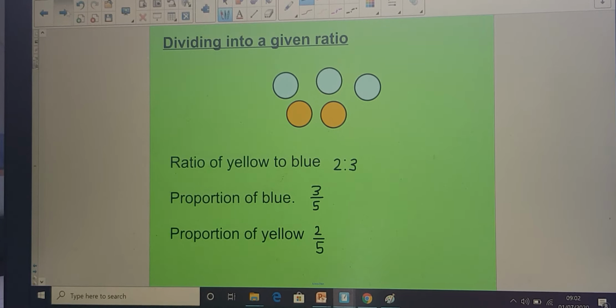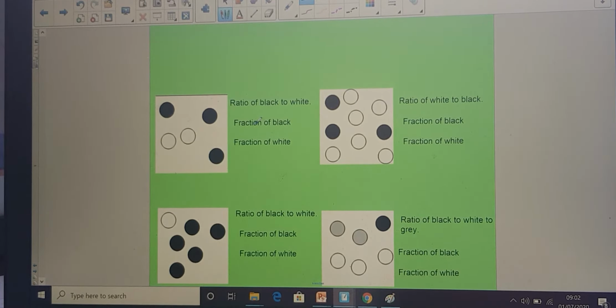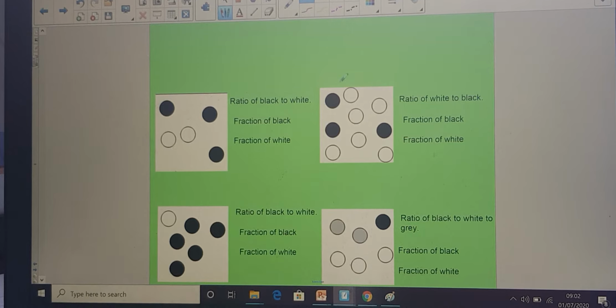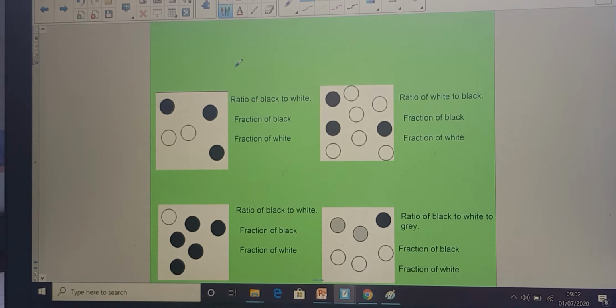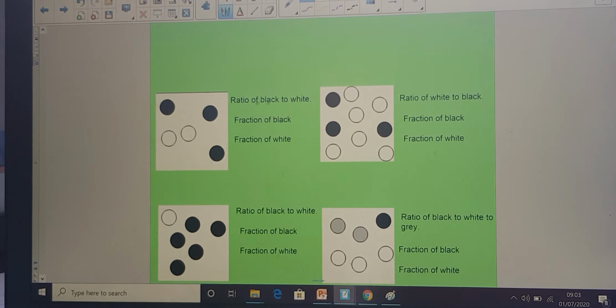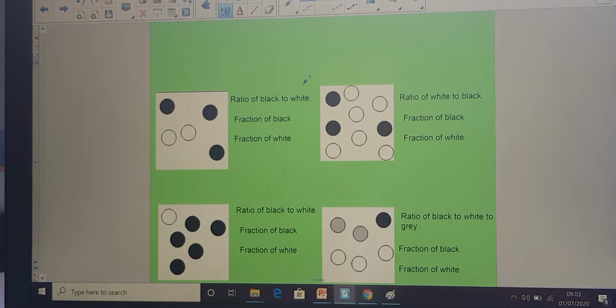So if you could have a quick think of this one, see if you can complete this exercise yourself, and then I'll go through it in a moment with you. When it says fraction of black, fraction of white, that could easily have been saying proportion instead, and you could have chosen to express it as a fraction. Okay, so pause the video there, then I'll go through it with you.